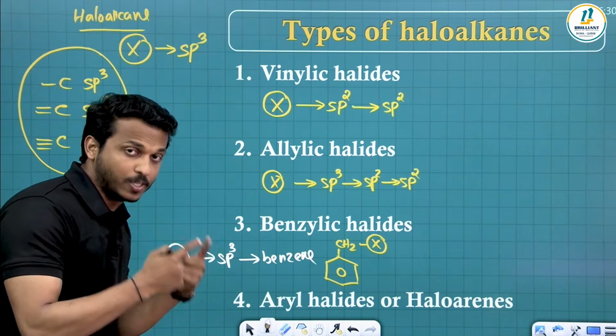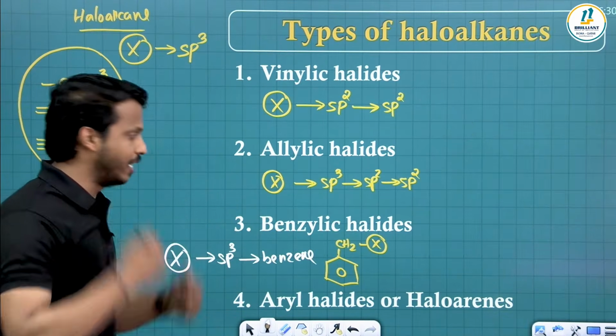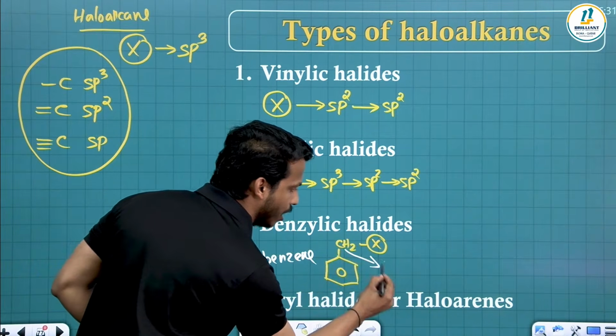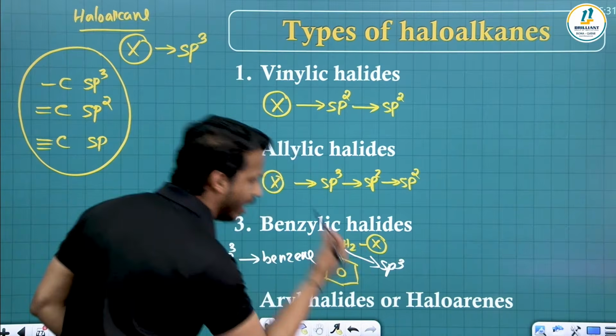Halogen connected carbon sp3, then it's connected to benzene. See, all of you, halogen connected. What is this carbon hybridization? Full single bond, sp3, see, then a benzene ring.